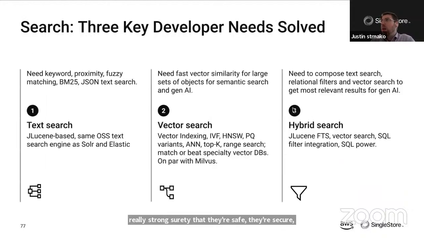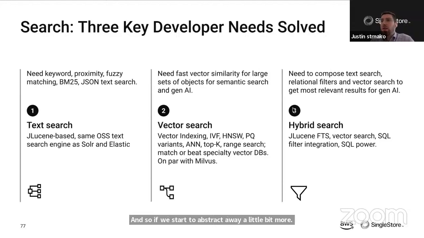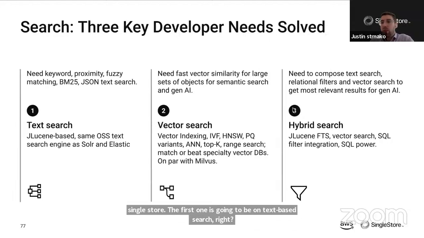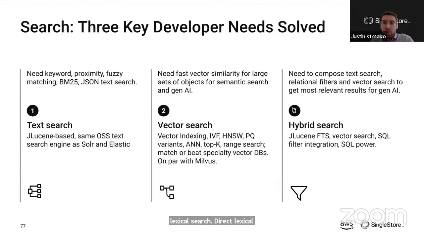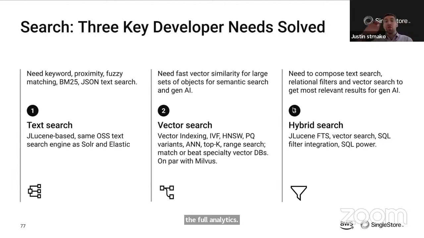And so if we start to abstract away a little bit more, what are three key developer needs that are solved by SingleStore? The first one is going to be text-based search, right? Lexical search. Direct lexical search, whether we're thinking Elastic or Solr or even SingleStore, all actually utilize the same engine. We're just as fast and just as powerful. But the benefit is with SingleStore, you actually get the full analytics, transactions, search, and vectors in one spot, not search, vectors, transactions, and analytics in completely different areas that have to be brought together.